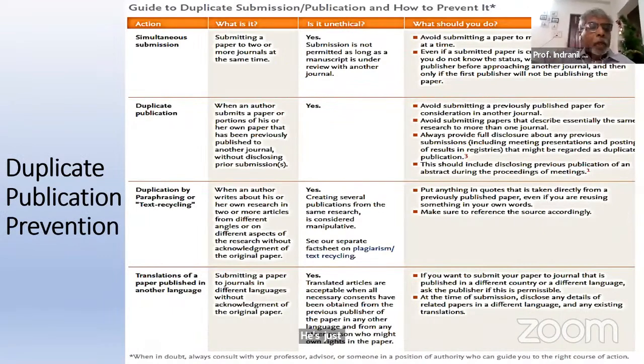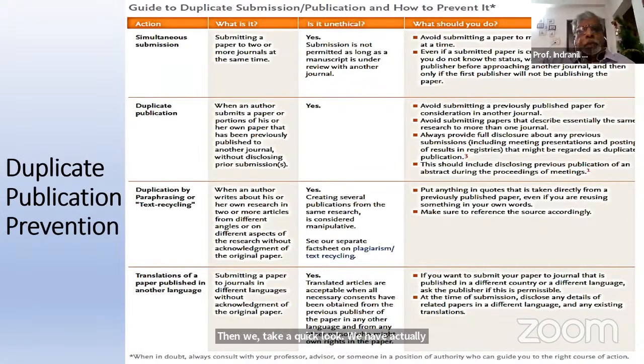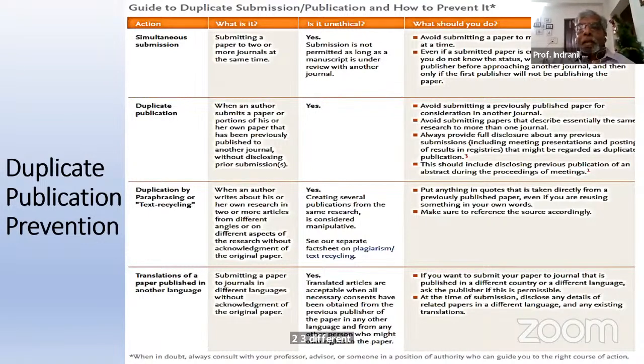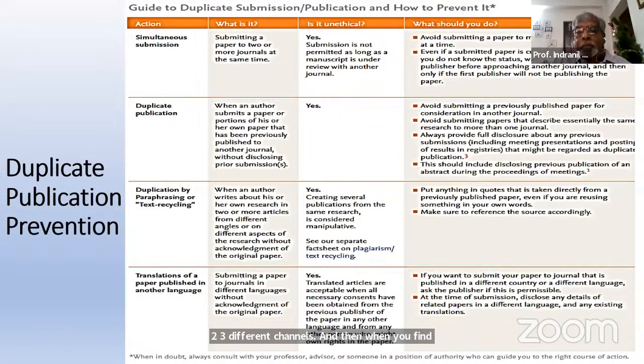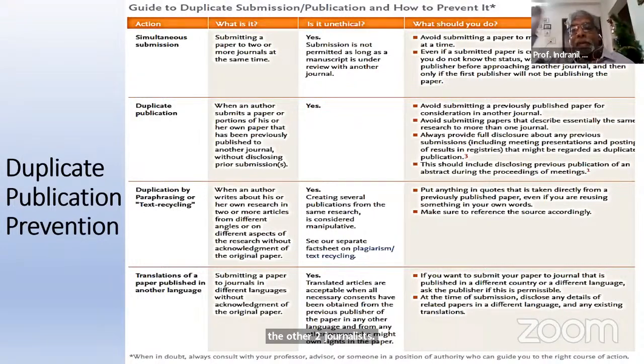Then we take a quick look. We have actually covered most of these, but duplicate publication prevention, that is, one is simultaneous submission. That is, you submit the same manuscript to 3 different journals. And then when you find that one particular journal is lapping it up, considering it seriously, you just withdraw from the other 2 journals. Very wrong, because you have actually wasted the efforts of the other 2 journals.